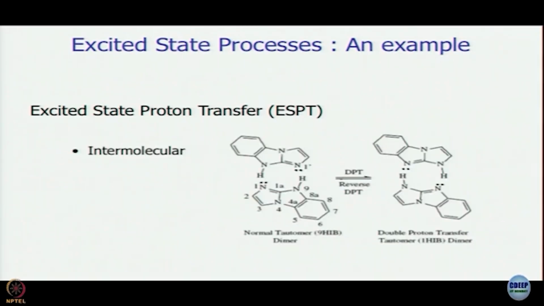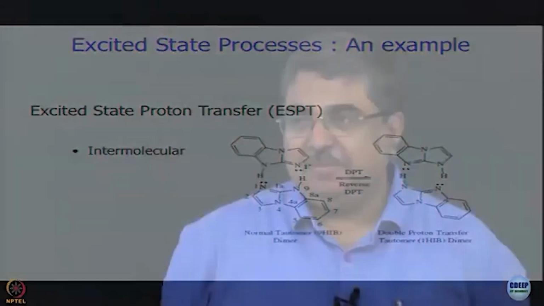And for intermolecular proton transfer, the kind of molecules that have been studied very extensively, this is not really 7-azaindole dimer. I will discuss 7-azaindole next day, but it is very close. So, does this remind you of something, this kind of a structure where you have two molecules that are hydrogen bonded to each other and form a pair of molecules? Generally, they remind us of hydrogen bonded base pairs of DNA.